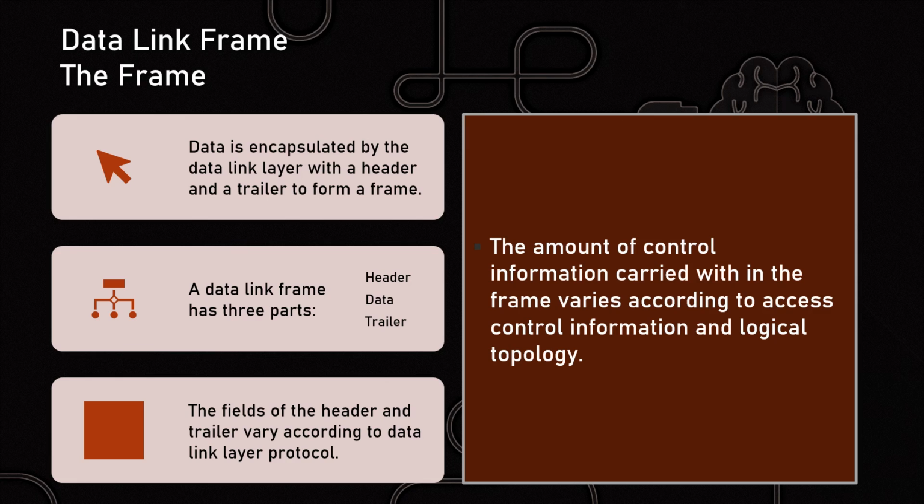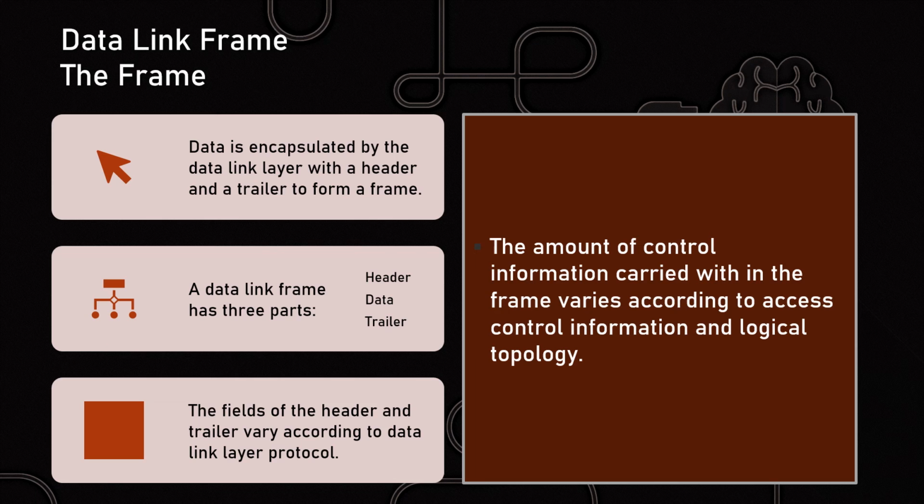Now let's take a look at the data link frame itself, the actual transmissible segment of information. So data is encapsulated by the data link layer, layer 2, with a header and a trailer. Now this is the only portion of the encapsulation process for the OSI model that involves a trailer in addition, because it's the end of the line. After it leaves the data link layer, it then moves to the physical layer and is transmitted as bits.